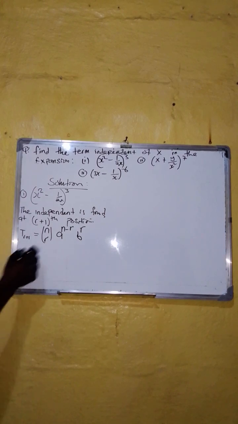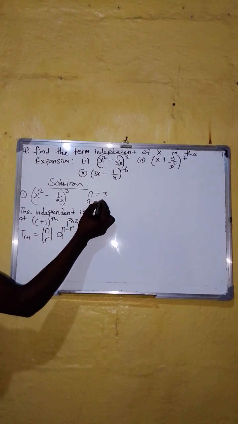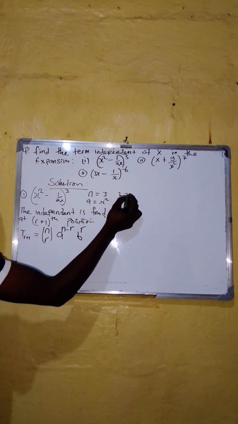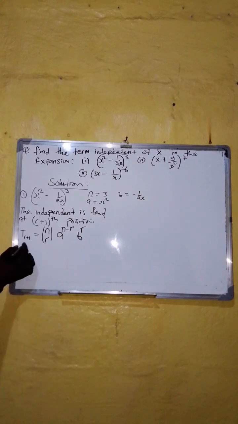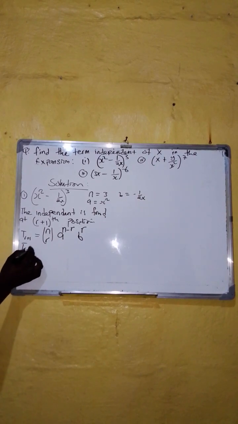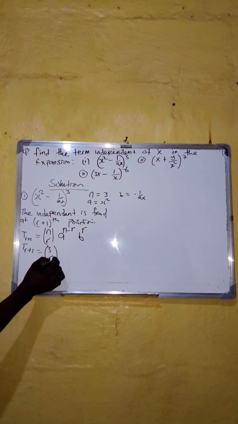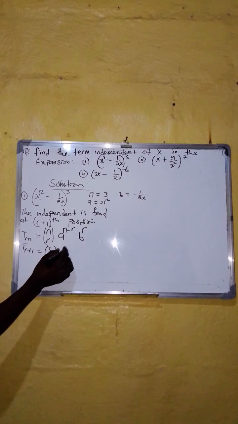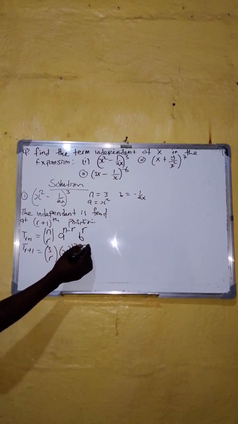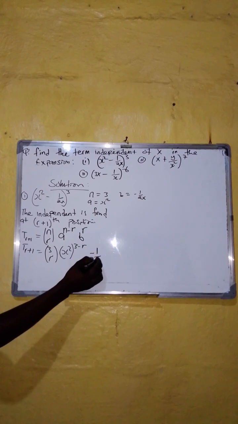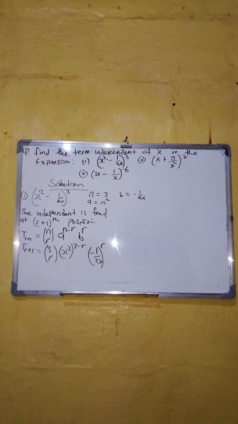So if I replace everything there, what is your n here? n is equal to 3. Your first term is equal to x squared. And the second term is equal to negative 1 over 2x. So replace everything in there. We're going to have T(r+1) equal to n, which is 3, combination r, a is x squared to the power 3 minus r, b is negative 1 over 2x to the power r, which we don't know.